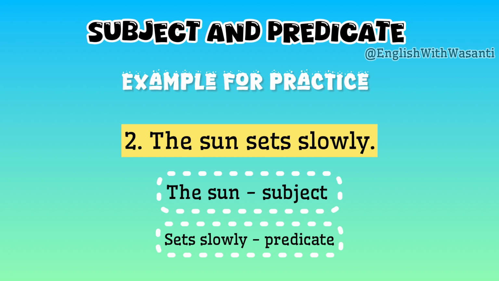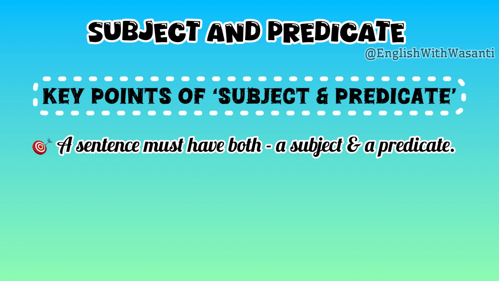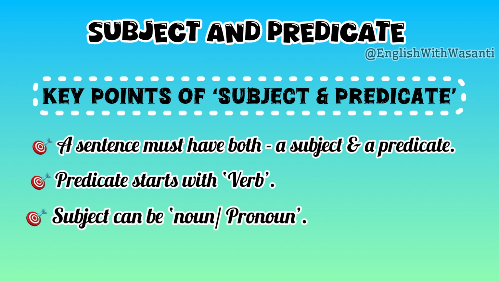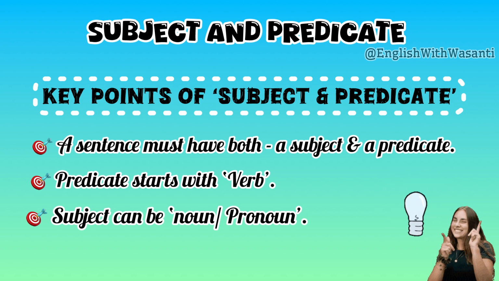And I want to share with you some key points that you need to remember while studying the subject and the predicate. A sentence must have both a subject and a predicate to make complete sense. And the predicate usually starts with a verb or verb phrase, and the subject can be a noun or pronoun. It simply means that the subject and the predicate are integral parts of a sentence. They cannot come alone, and if they do, they do not make complete sense and cannot be called a sentence. Is that clear to you?